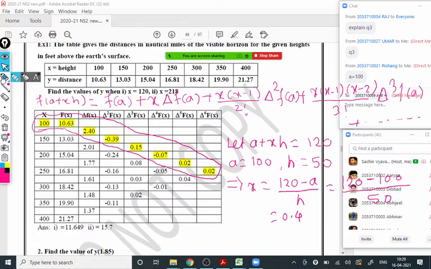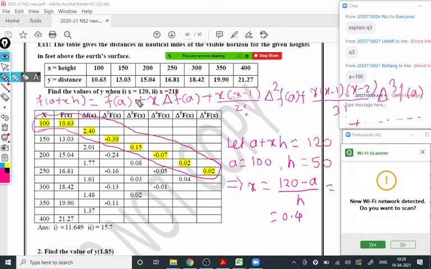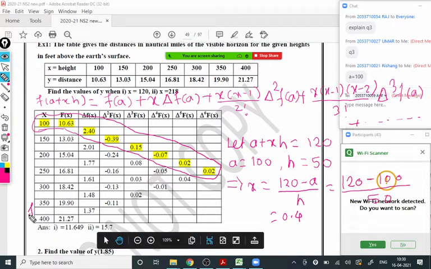Last step is left now. We have to just replace these values now. We have to replace all these values in this formula. So let me start. Let me replace these values. So a plus xh is 120, so I'll write f of 120 is equal to.